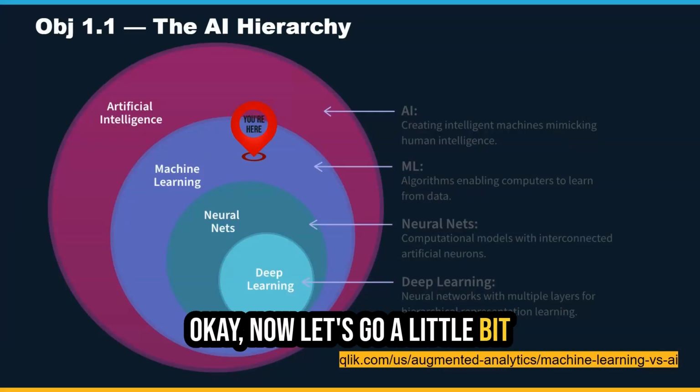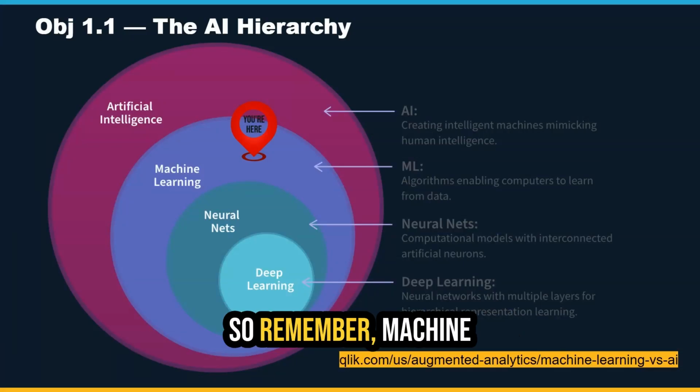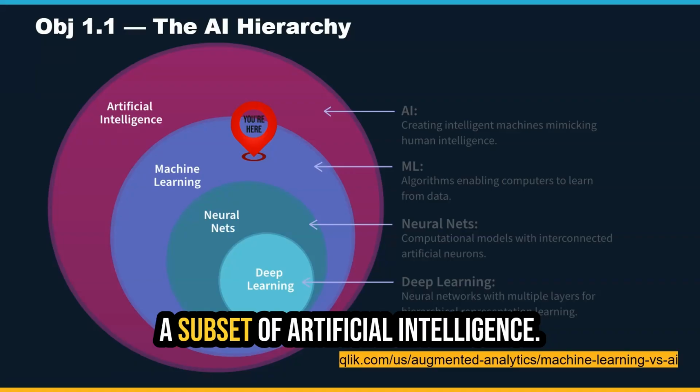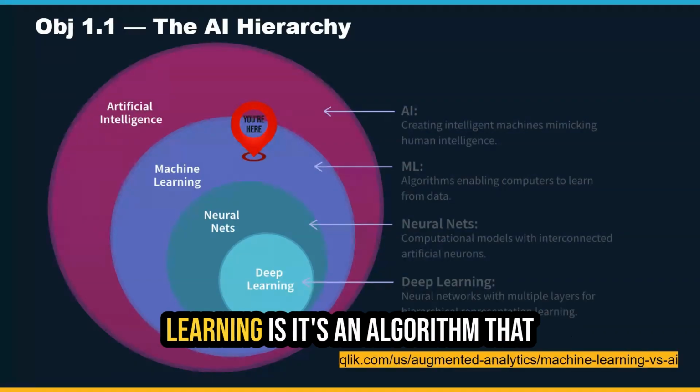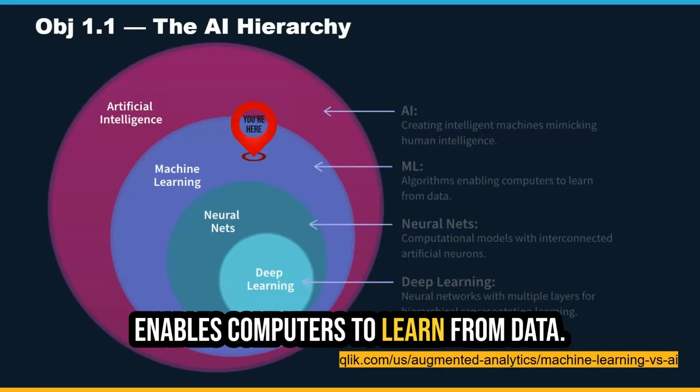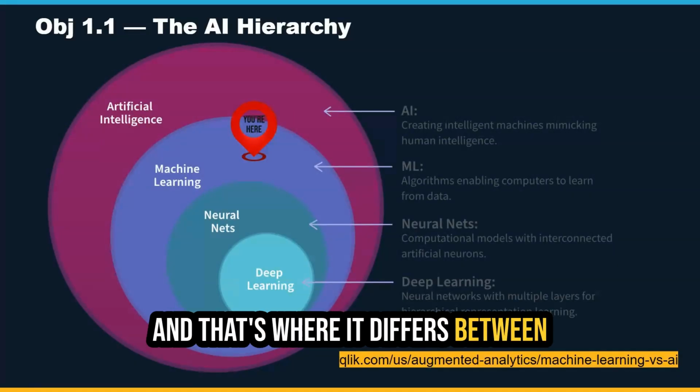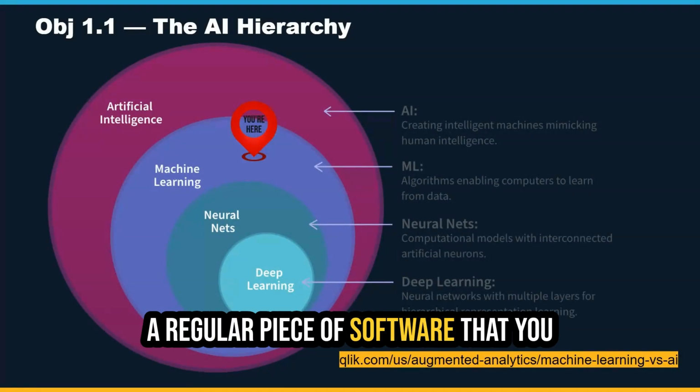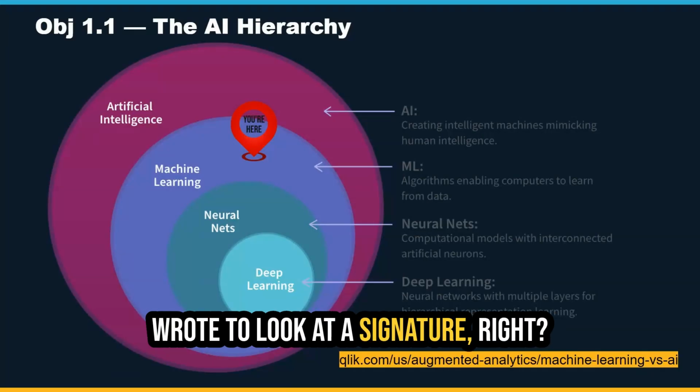Okay, now let's go a little bit deeper into machine learning. So remember, machine learning is considered a subset of artificial intelligence. One thing to understand about machine learning is it's an algorithm that enables computers to learn from data. And that's where it differs from a regular piece of software that you wrote to look at a signature, right?